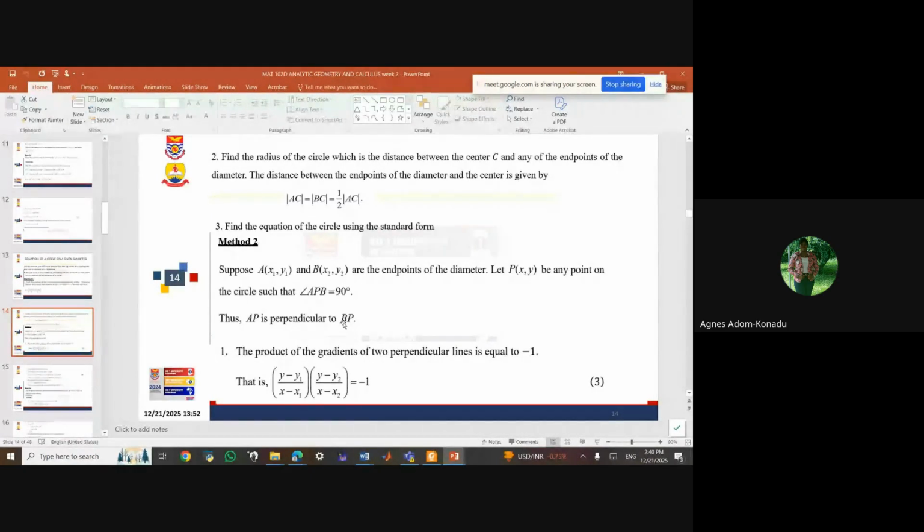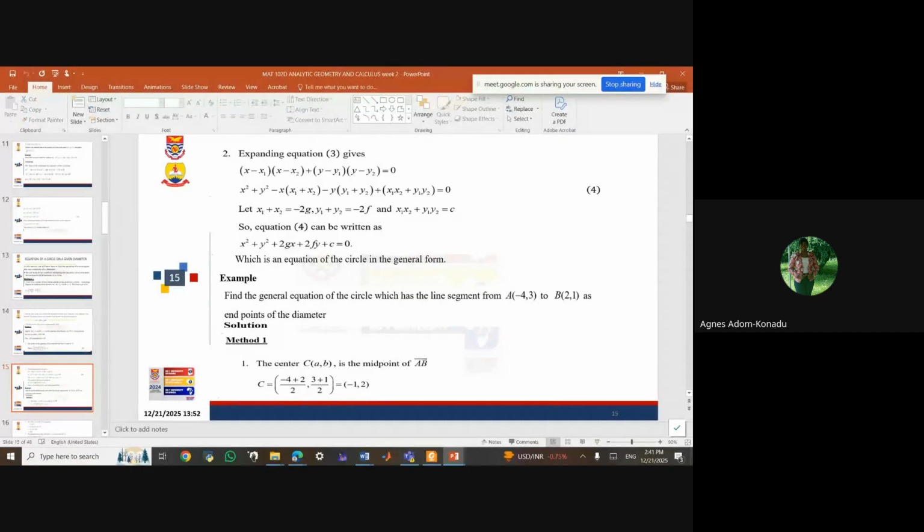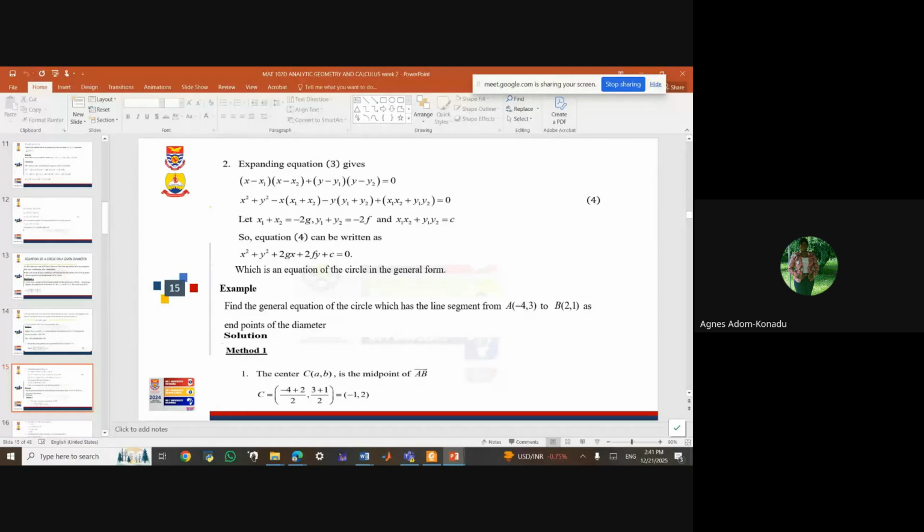So the product of the gradients of the two perpendicular lines, we know that. We just learned about the relationship between two perpendicular lines. It says that the product of their gradients is equal to -1. So we will have (y minus y1) over (x minus x1) times (y minus y2) over (x minus x2) is equal to -1. When you multiply and simplify, it will also give you the equation of the circle.